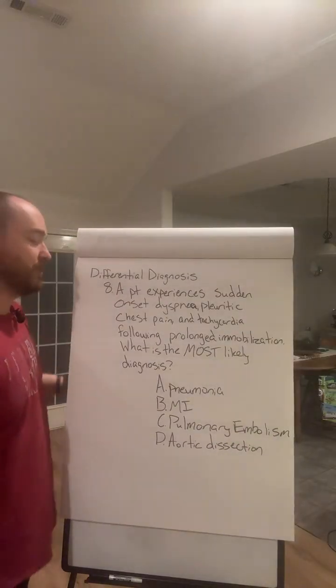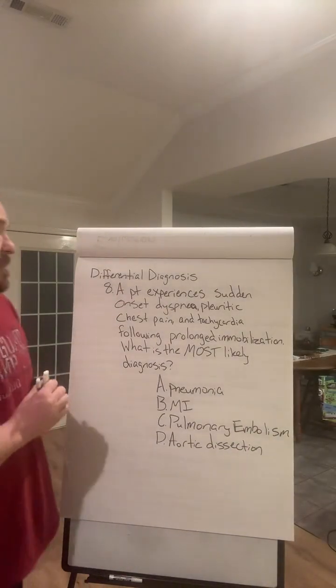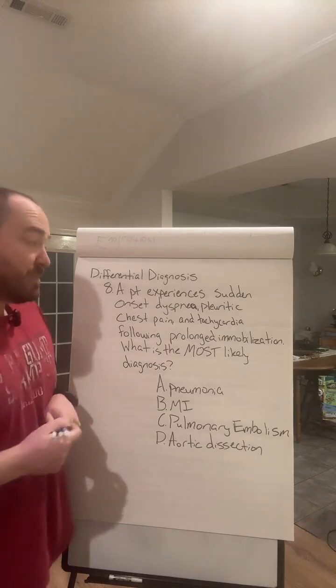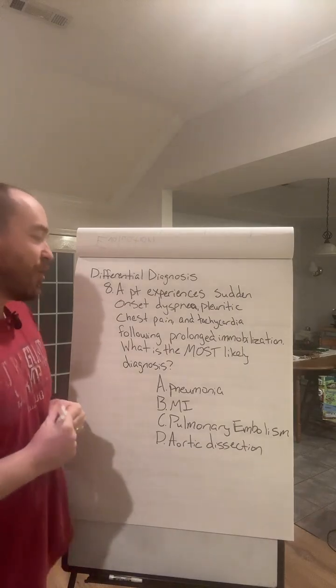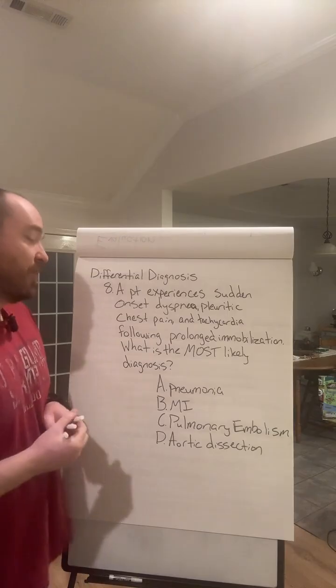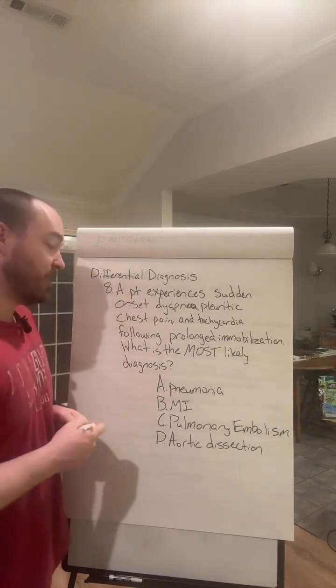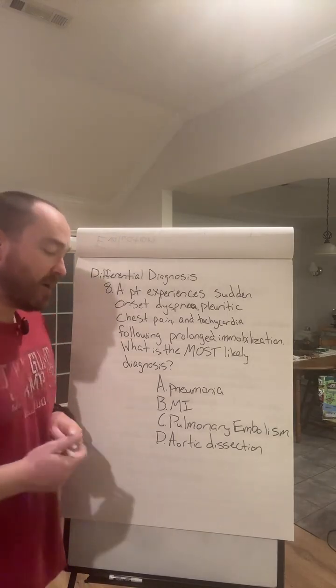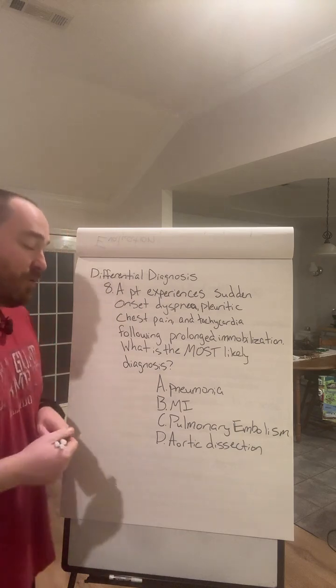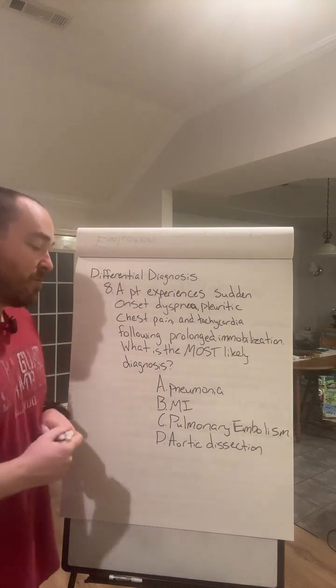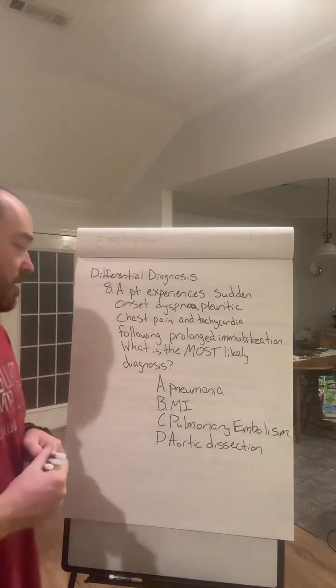So let's move on to the differential diagnosis. A patient experiences sudden onset dyspnea, pleuritic chest pain, and tachycardia following prolonged immobilization. What is the most likely diagnosis? A, pneumonia; B, myocardial infarction; C, pulmonary embolism; or D, aortic dissection? Give you guys some time.